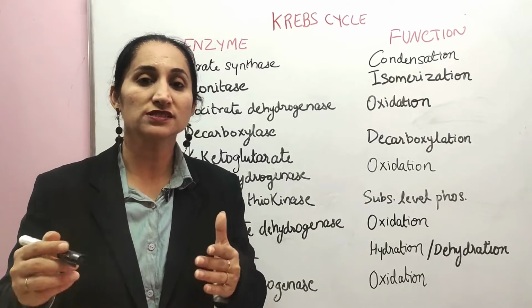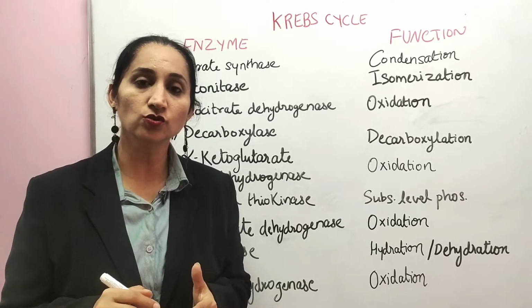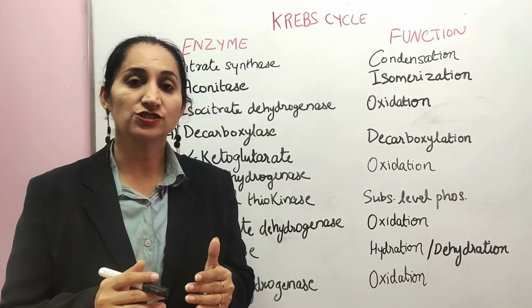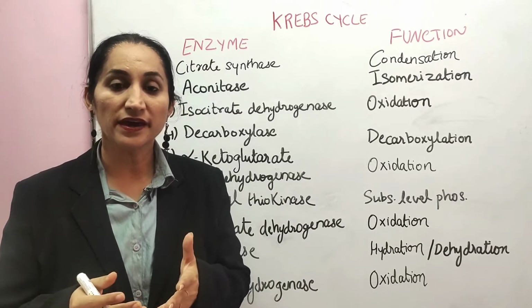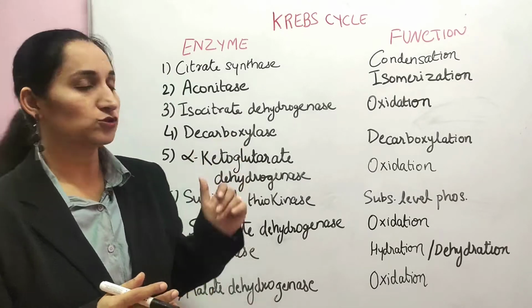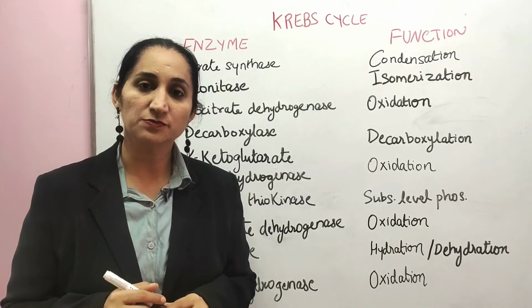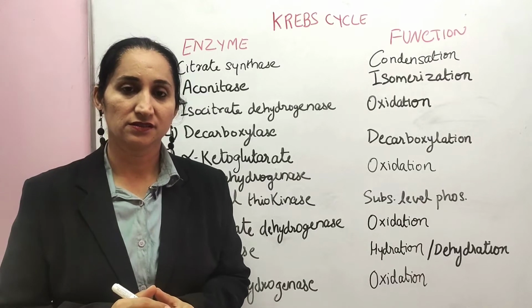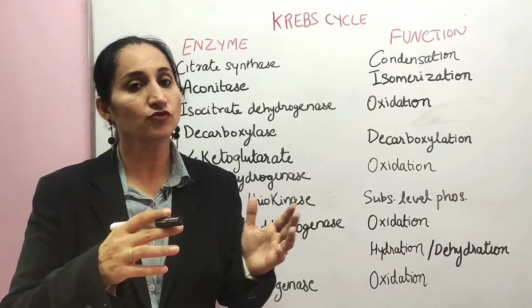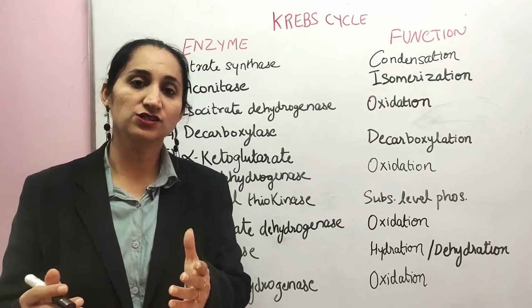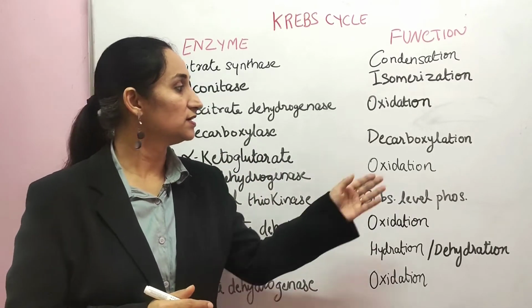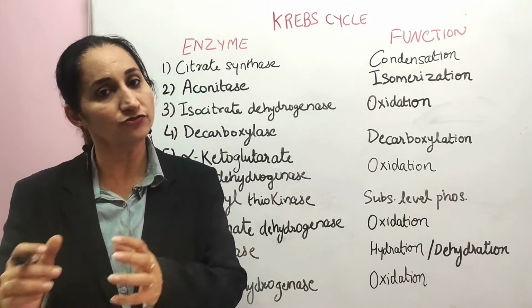Then this oxalosuccinic acid gets converted into alpha ketoglutaric acid. This reaction is catalyzed by the enzyme decarboxylase. Decarboxylase means removal of carbon dioxide. So, in this reaction, there is a removal of carbon dioxide and the reaction was catalyzed by decarboxylase. So, the function of decarboxylase is decarboxylation, meaning removal of carbon dioxide.